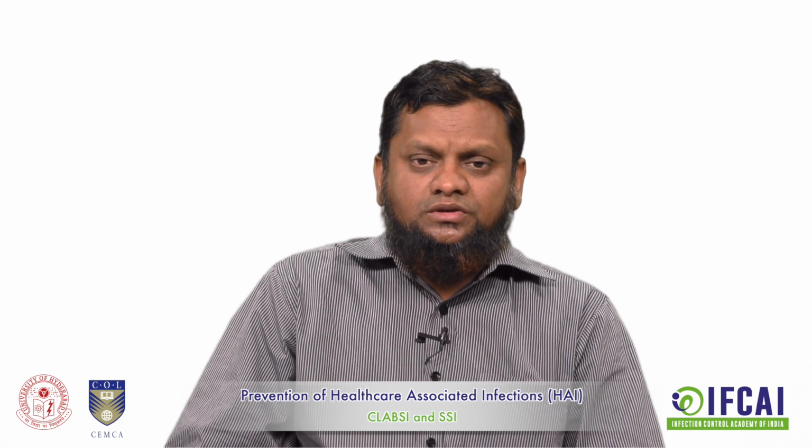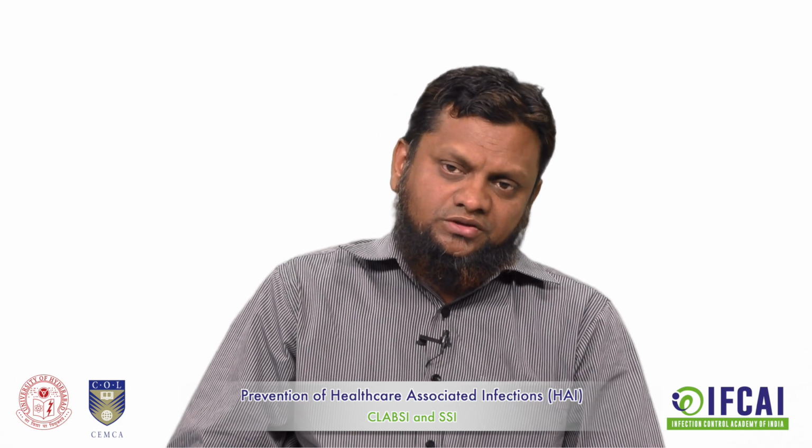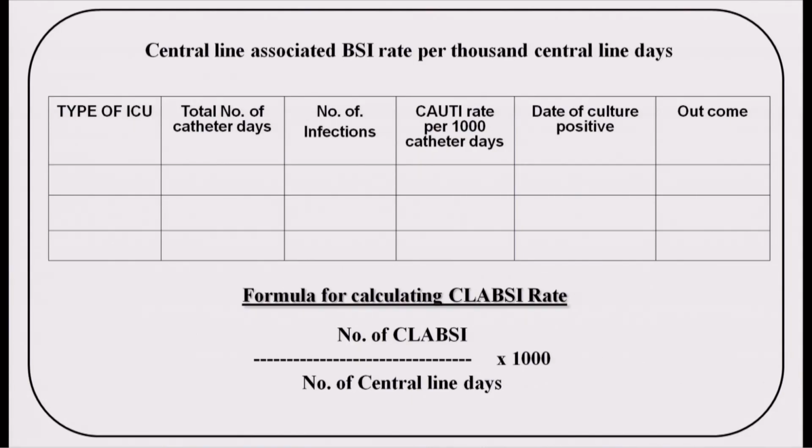The next slide, if you see, shows central line associated bloodstream infections, the third entity, which is very important. Like we have discussed for VAP and CAUTI, the same thing goes for the central line: the number of central line associated infections divided by the number of central line days, multiplied by 1000. Again, the table goes in the same way as we have discussed just now.